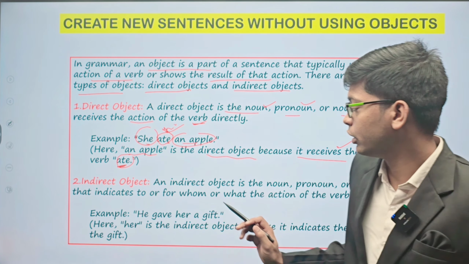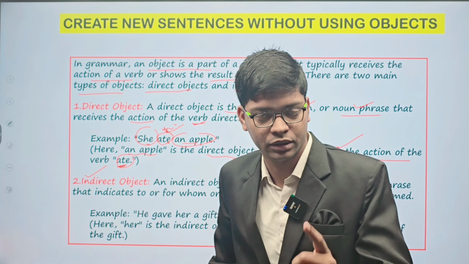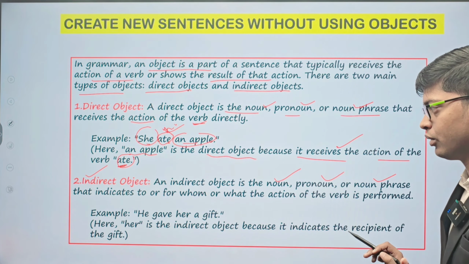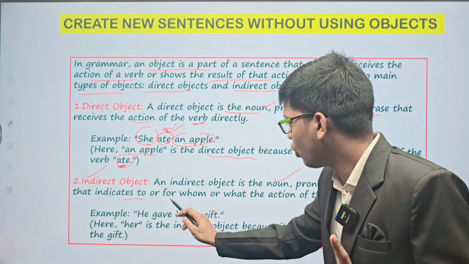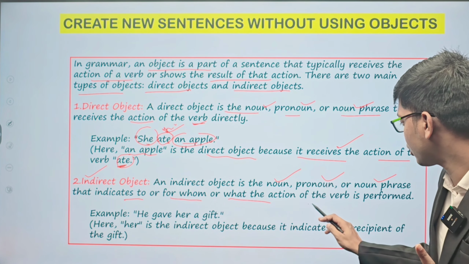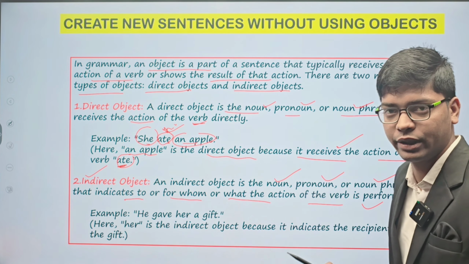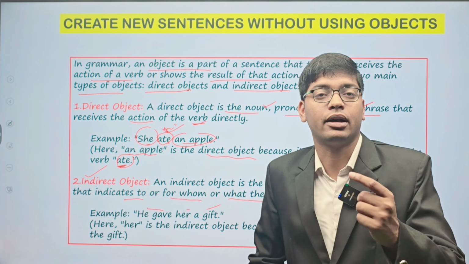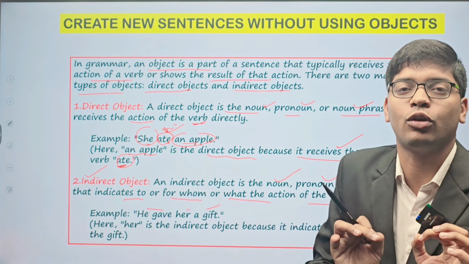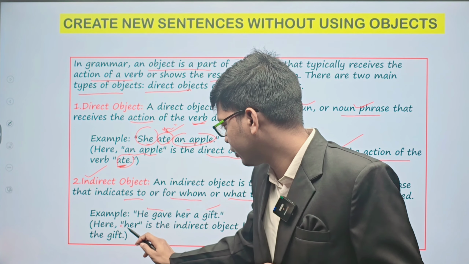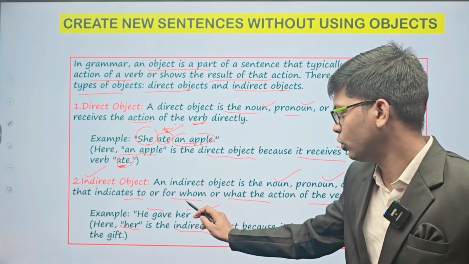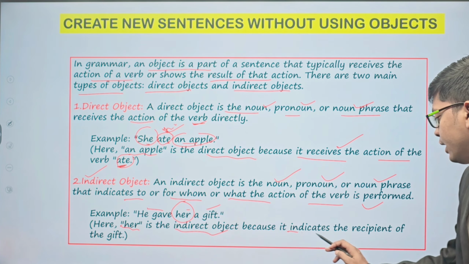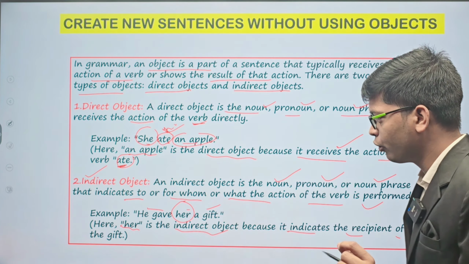Okay guys, so next type is indirect object. An indirect object means a noun, pronoun, or noun phrase that indicates to whom or for whom the action of the verb is performed. For example, he gave her a gift. So what is the indirect object here? Here, her is an indirect object, because it indicates the recipient of the gift.